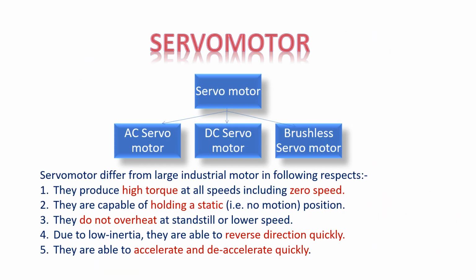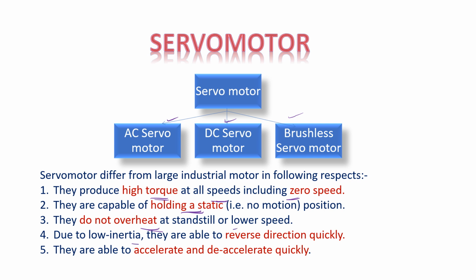Then next comes the servo motor. We have AC servo motor, DC servo motor, and brushless servo motor. Why do we use servo motors? They produce high torque at all speeds, including zero speed. They are capable of holding a static position. Even when there is no motion, it is able to hold the particular position. Then it will not overheat at standstill or lower speed.